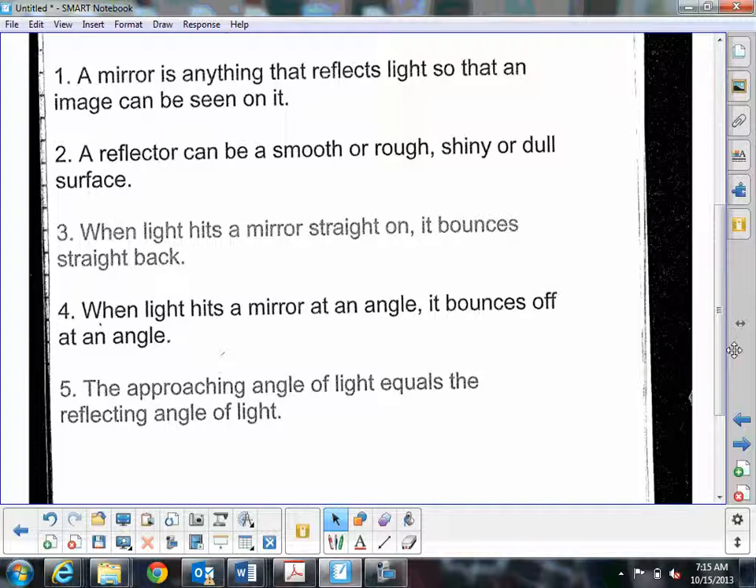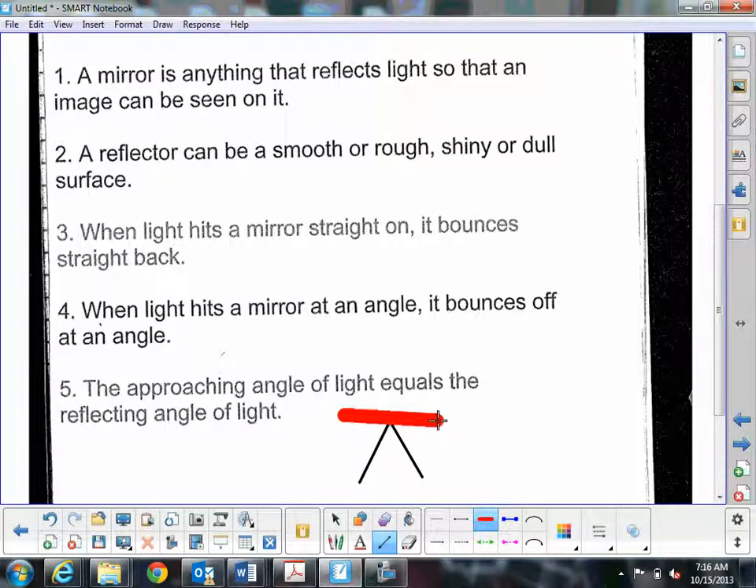When light hits a mirror straight on, it bounces straight back. When light hits a mirror on an angle, it bounces off on an angle. So again, to those terms, angle of reflection, angle of incidence. The approaching angle of light equals the reflecting angle of light. So if light comes in on that angle, it's going to leave on the same angle if it hits a mirror. Let's pretend this line is a mirror. The angle that it comes in at right here is the angle that it will leave at.